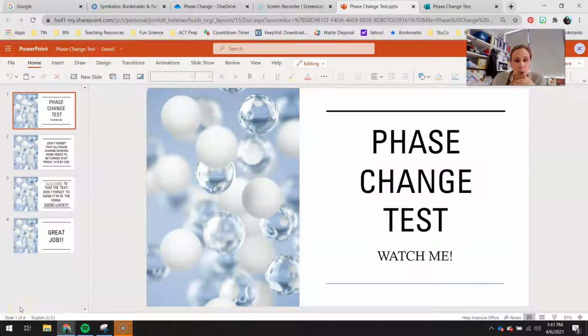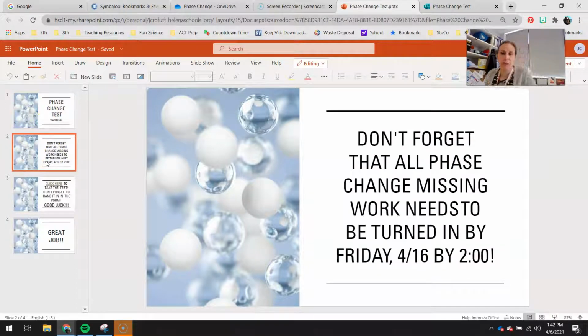Hey 8th graders, today is your phase change test and also the last day of this phase change unit before we move on to our chemistry unit, which is my favorite. So I just want to go through a couple things with you guys really quick before you take the test, and then I'll go through the test really quick.